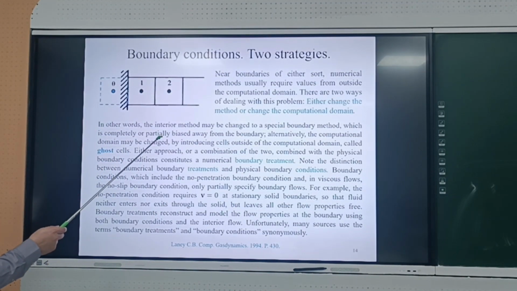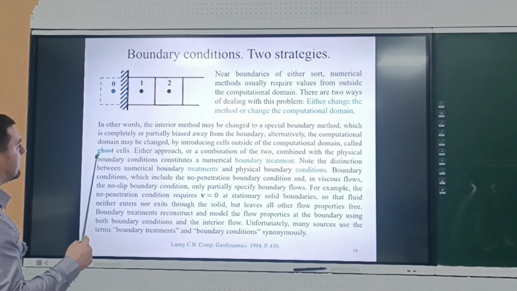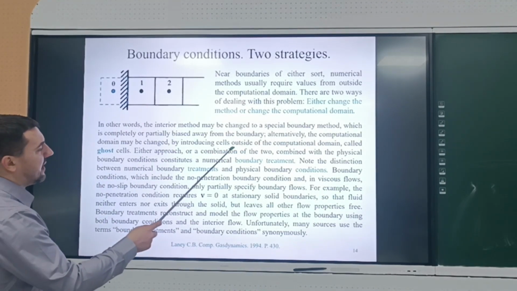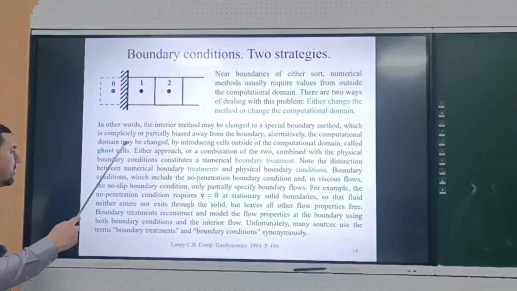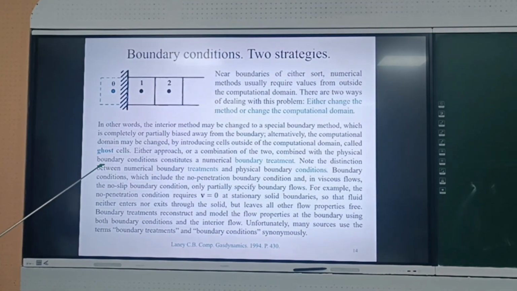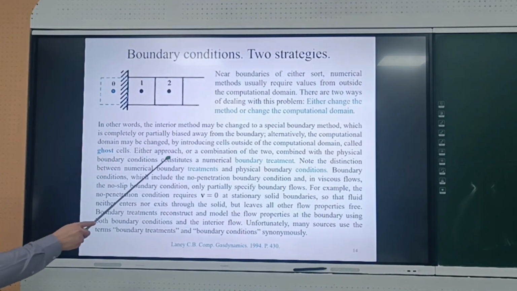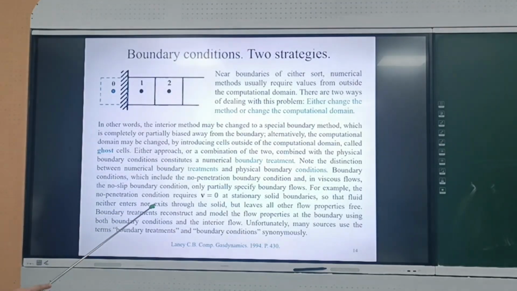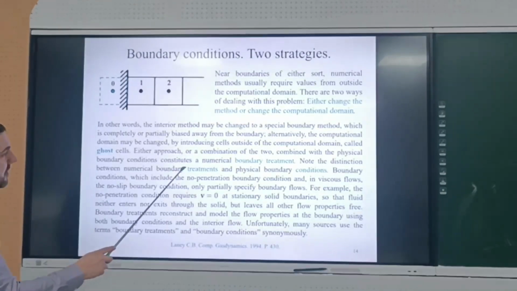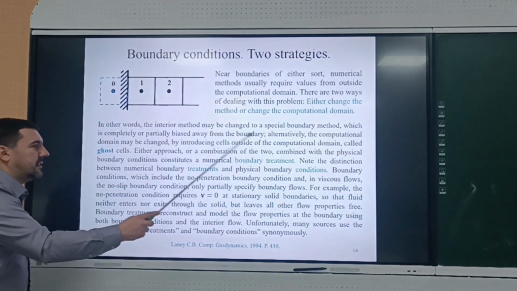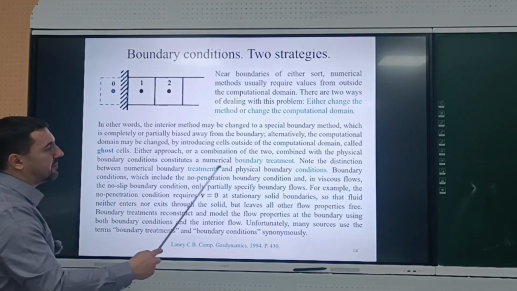In other words, the interior method may be changed to a special boundary method, completely or partially biased away from the boundary. Alternatively, the computational domain may be changed by introducing cells outside of the computational domain called ghost cells. Ghost cells or fixture cells are cells that are not real, and we introduce them to keep the same structure of our numerical method. Either approach, or a combination of them, is called numerical boundary treatment.